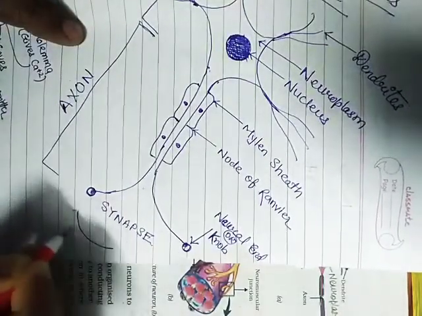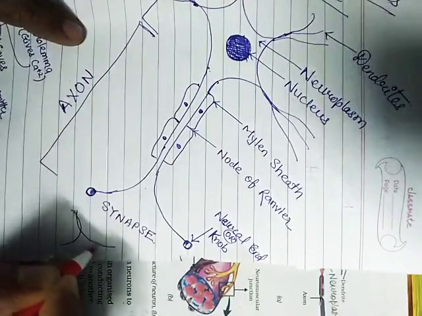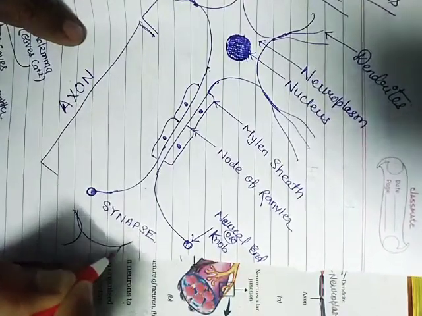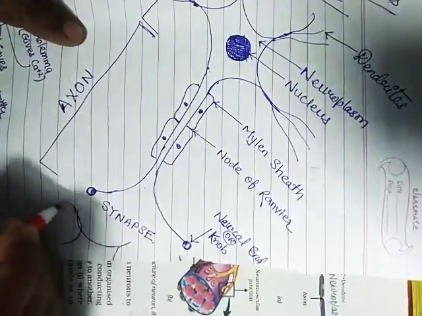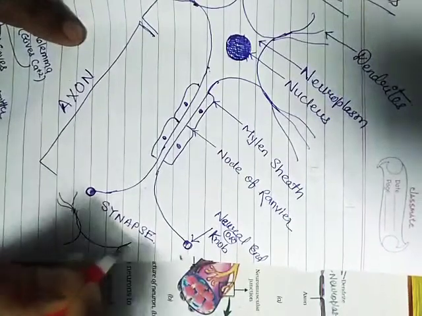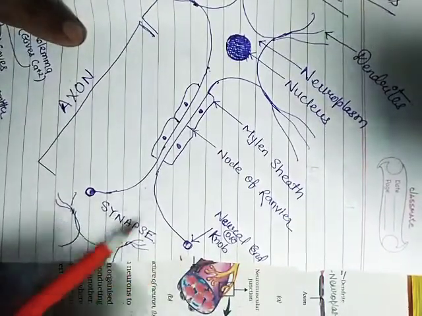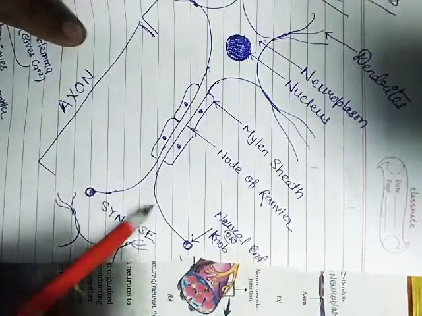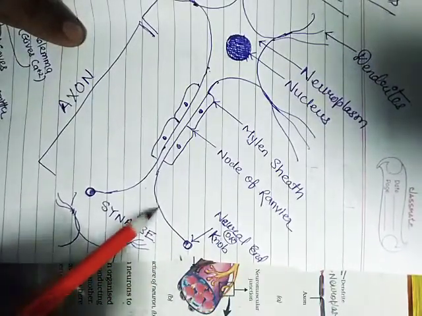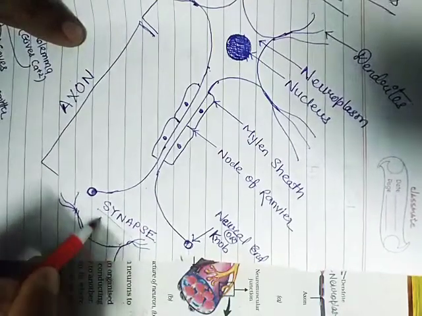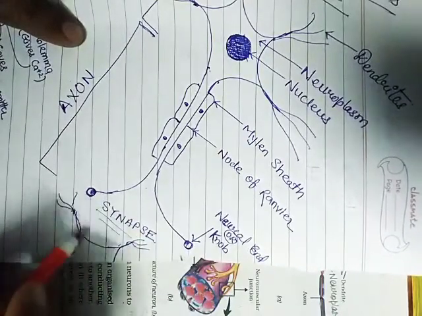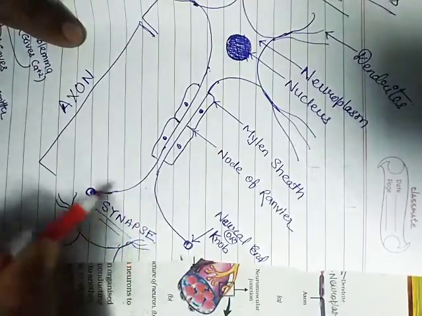Like, see, this is a cyton, a little bit of the cyton I am drawing. Here are dendrites. So there is a gap between two neurons. The gap between two neurons is known as synapse, and it is filled with chemical fluid.